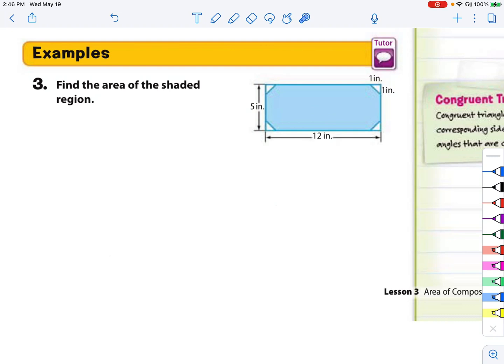Give me 1 minute here. My thing is freezing. Hold on, it's still frozen. Give me a few seconds.